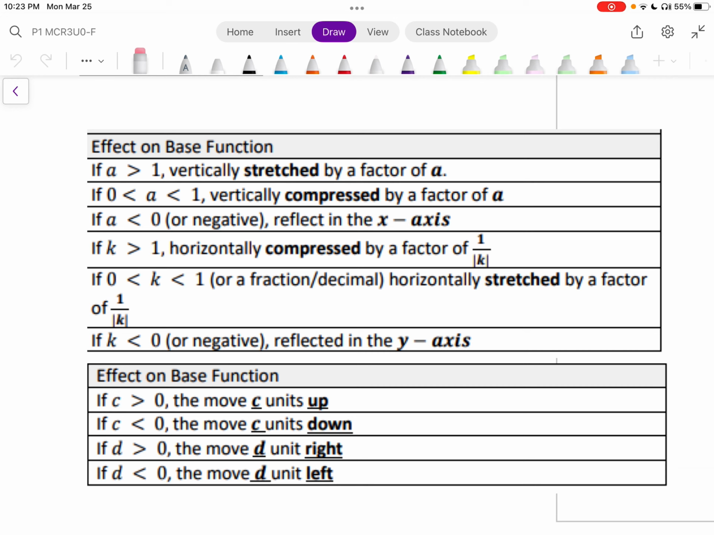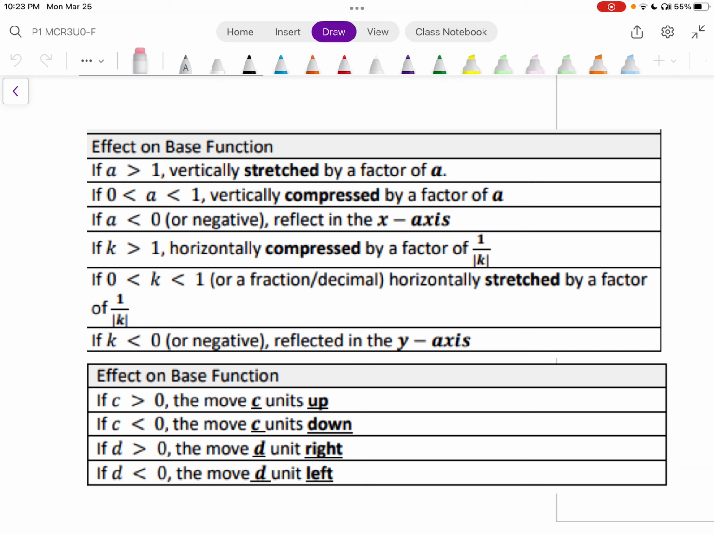So if we look at the functions, we need to remember that our a value represents a vertical stretch or compression. Remember that if the absolute value of a is greater than 1, it's going to be vertically stretched by a factor of a. If a falls in between 0 and 1, it's going to be vertically compressed by a factor of a. And in general, if a is negative, it's a reflection over the x-axis.